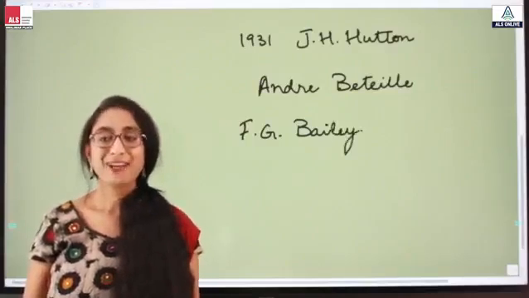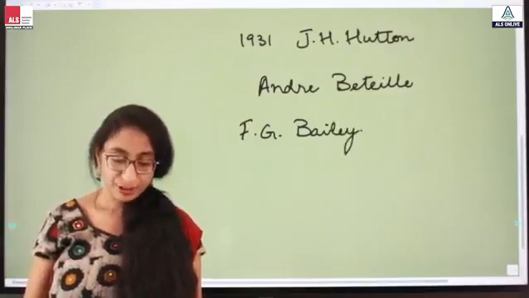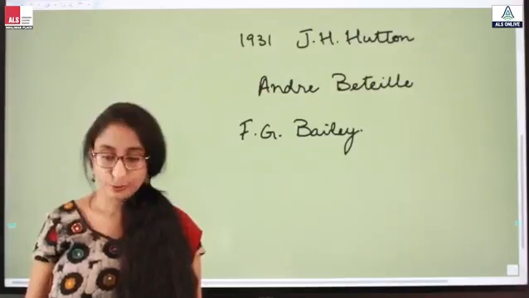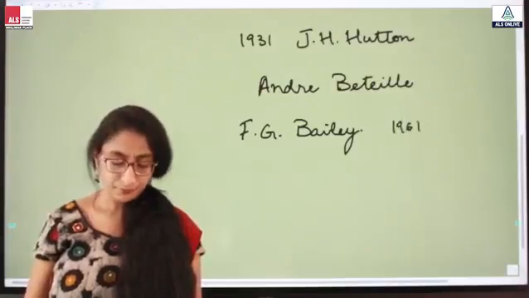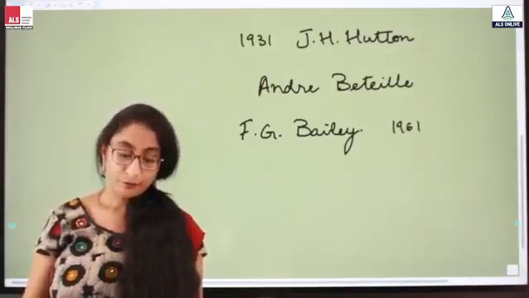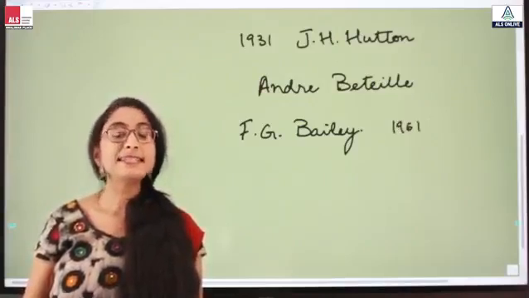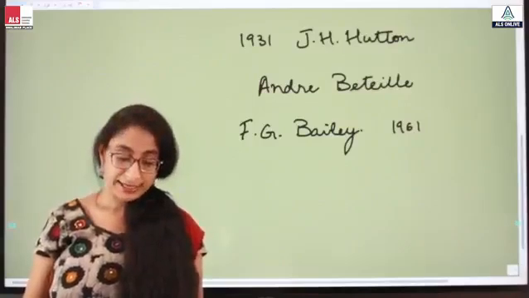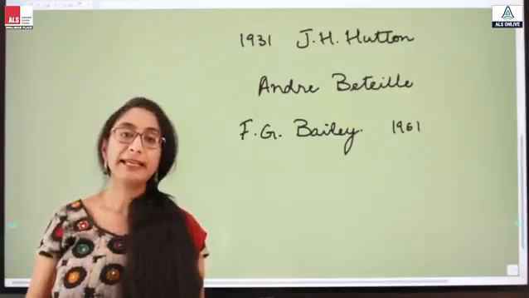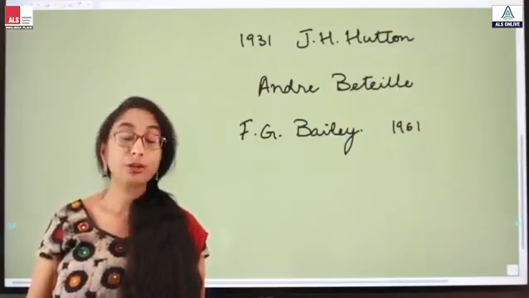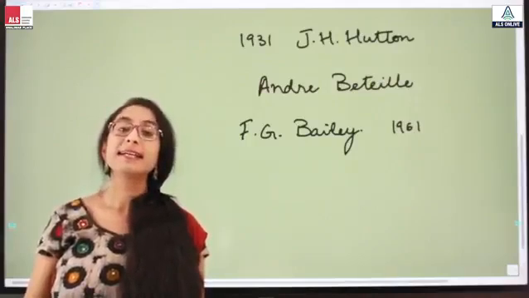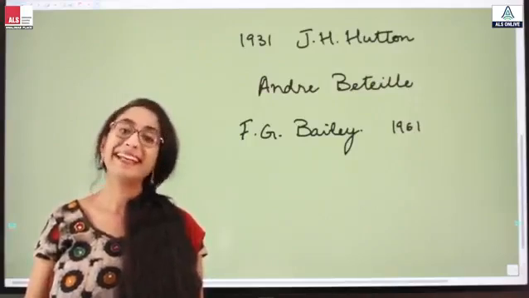So F.G. Bailey, in his book Tribe and Caste in India in 1961, suggested that we should avoid the tendency of viewing tribe and caste as disjunctive entities. Instead, they should be viewed as a continuum. According to him, caste is organic and hierarchical, and tribe is segmentary and egalitarian.